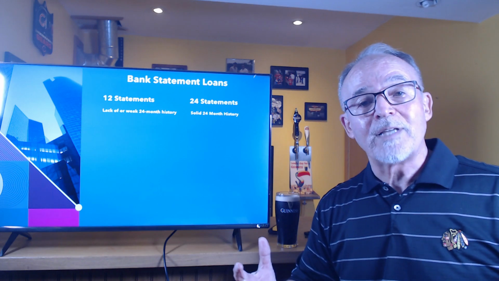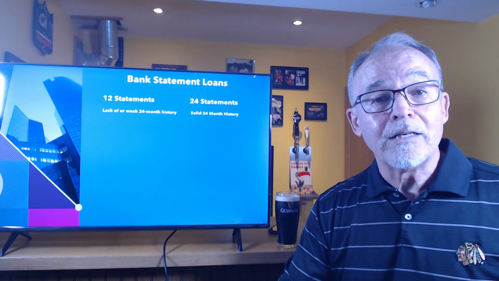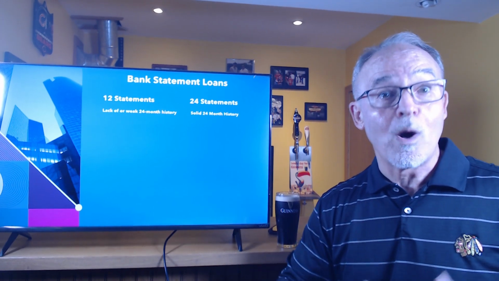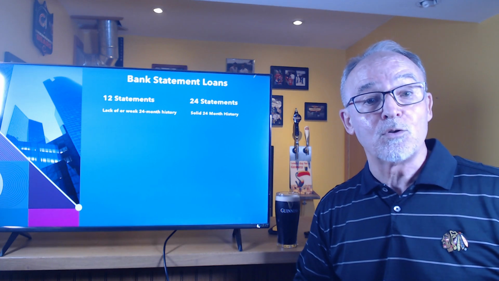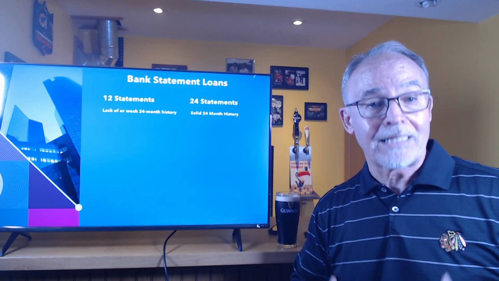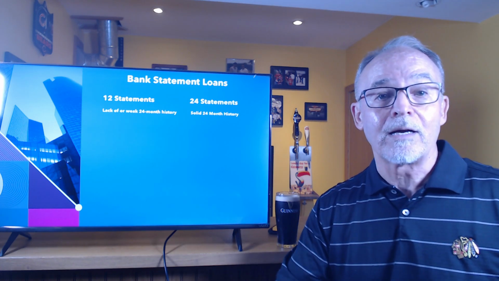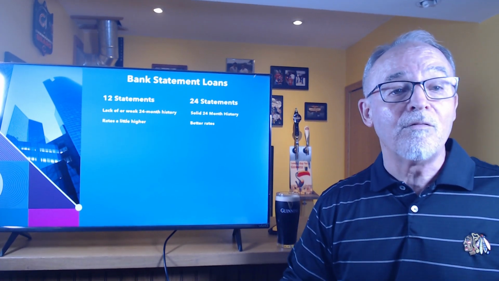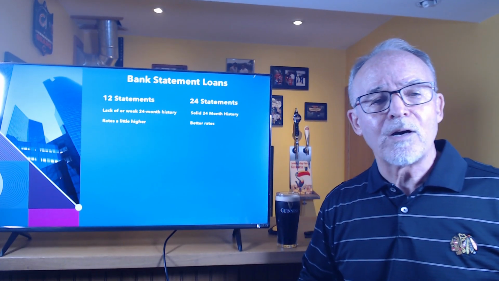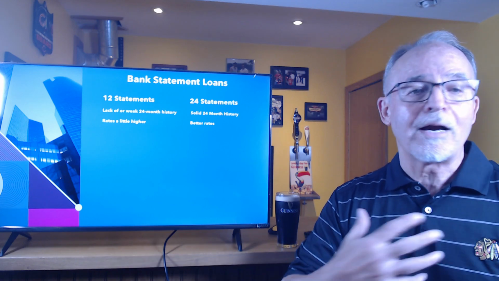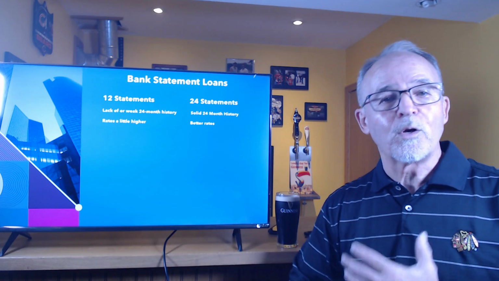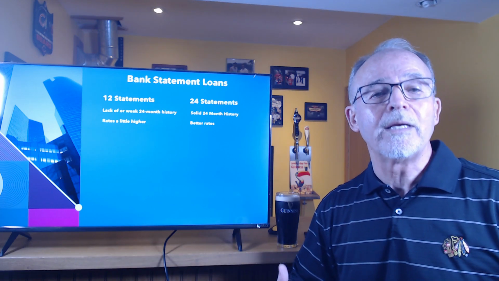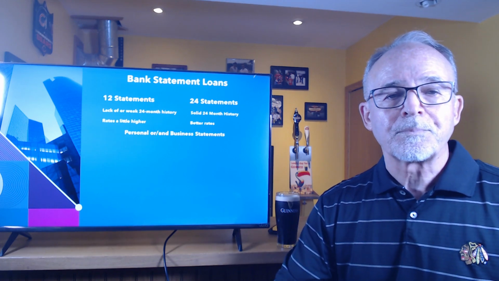And 24 statements. If you have a solid 24-month history and we want to use that, we want to average those bank statements, the deposits on those bank statements, to get a higher income and a better qualifying number for you. With 12, your rates are going to be a little higher, your terms are going to be a little worse, probably a higher down payment. With 24, you're going to have better rates and probably a lower down payment.